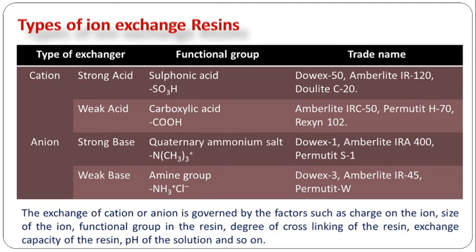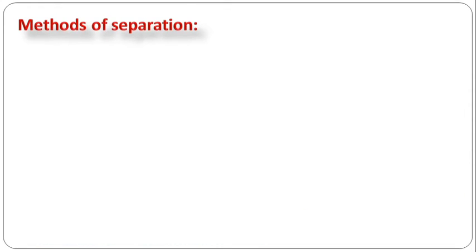What is the size, the radius of that particular ion, what are the functional groups present on the resin, the degree of cross-linking present in the resin, and the exchange capacity of the resin. Exchange capacity varies depending on the class, and then the pH of the solution. These are the factors affecting ion exchange chromatography. Now we'll see the methods of separation, the practical, how to do the separation.